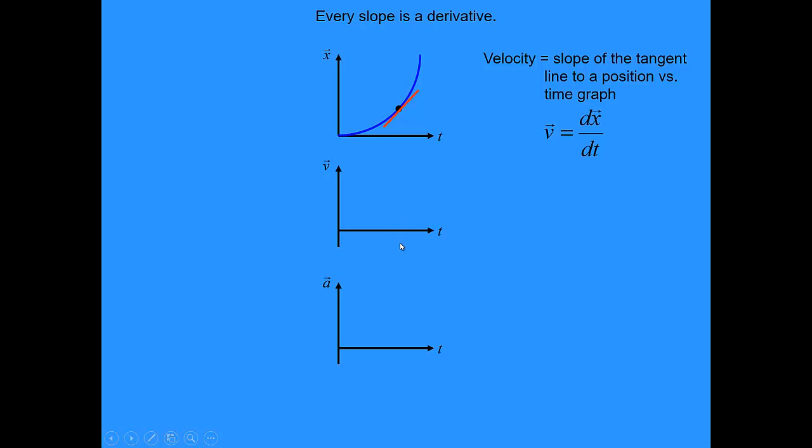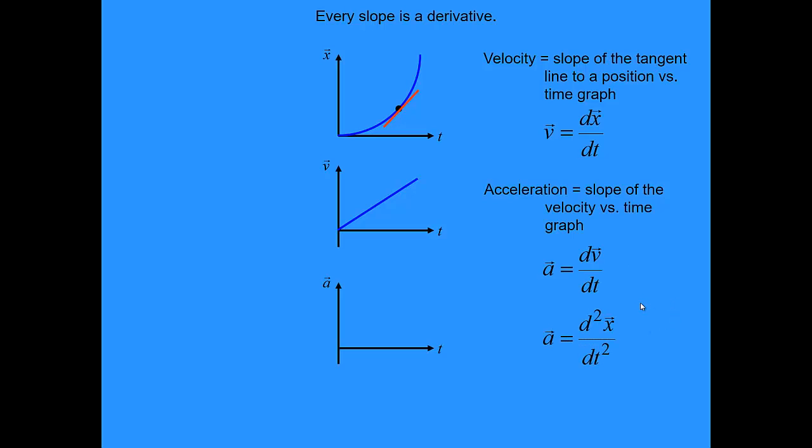Similarly, if we have a velocity time graph and we want to find the acceleration at some time, we need to find the slope of the velocity time graph, which is itself a derivative of the velocity as a function of time, or the second derivative of the position with respect to time. And that gives us an acceleration time graph.